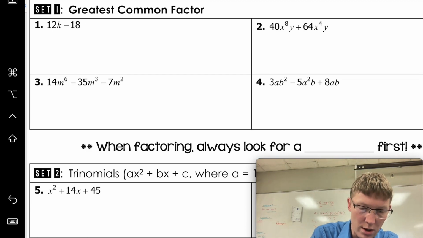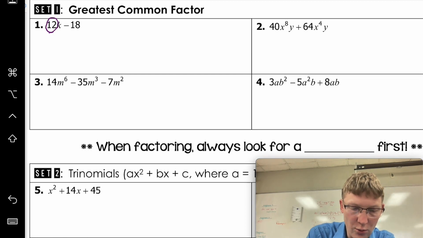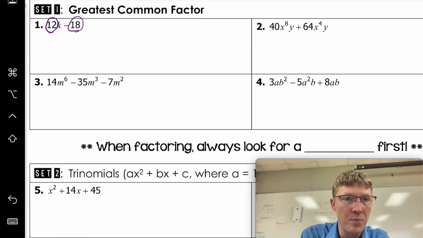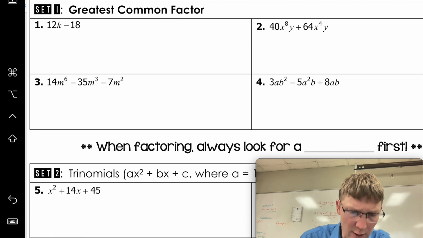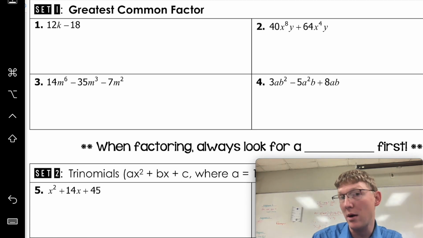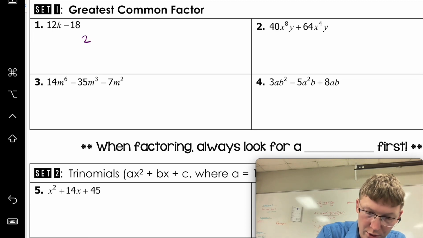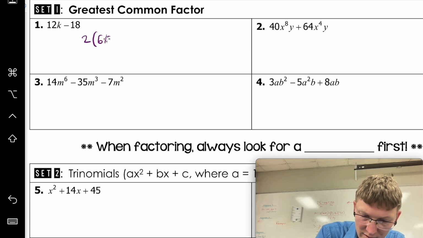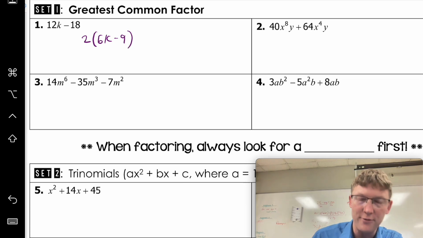So when you look at number 1, you can see 12 and 18, they both have a multiple of 6 in common. If you didn't see that immediately, because 6 times 2 is 12, 6 times 3 is 18, that's okay. You just need to develop some strategies to find them. I don't see that stuff very well either. So I would look at that and immediately go, okay, I can pull a 2 out. So I can pull a 2, and then we would have 6k minus 9 left over.